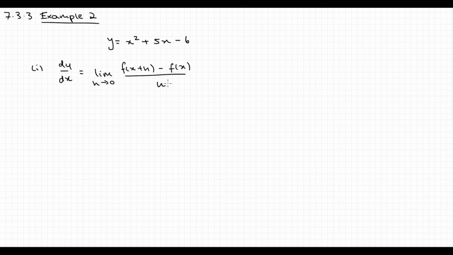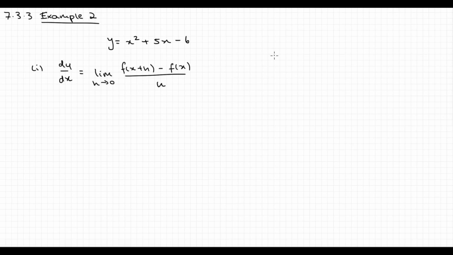Example 2, we want to consider the parabola y equals x squared plus 5x minus 6. And we want to find the derivative of the parabola by first principles. So in this case, we've got dy/dx. We're looking for the derivative, in other words, the gradient function. And we know that dy/dx is equal to the limit as h approaches 0 of f(x plus h) minus f(x) all over h.